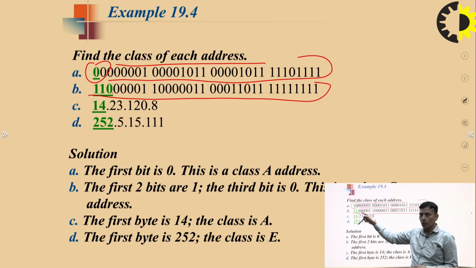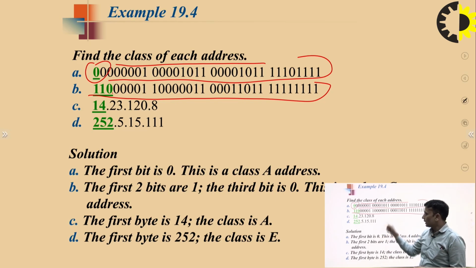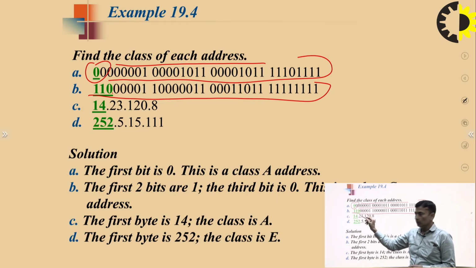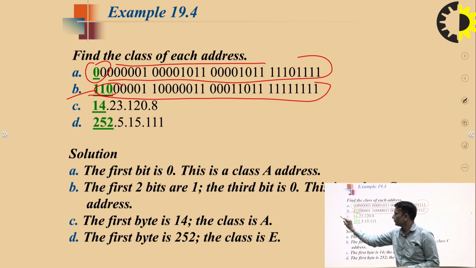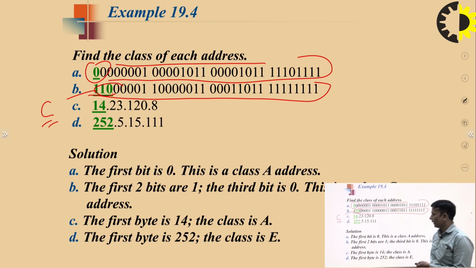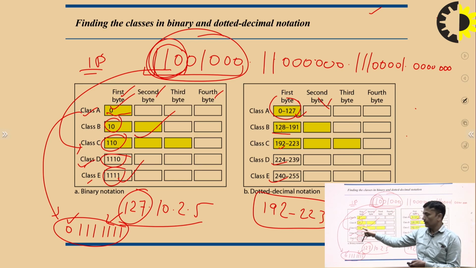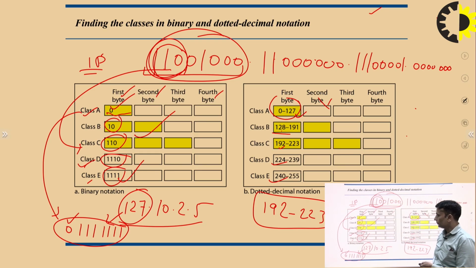Does it start from 10? No, it does not belong to class B. Does it start from 110? Yes. So, this belongs to class C. Here you can easily identify 110. Starting from 110 means this represents class C. Okay.